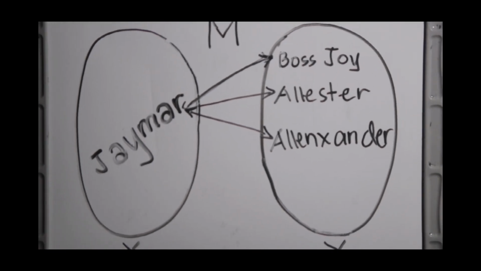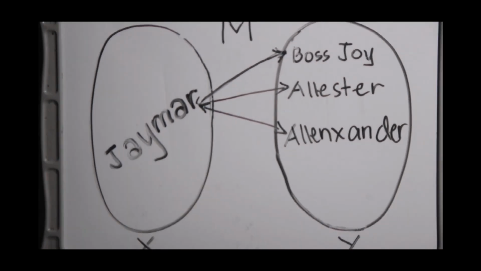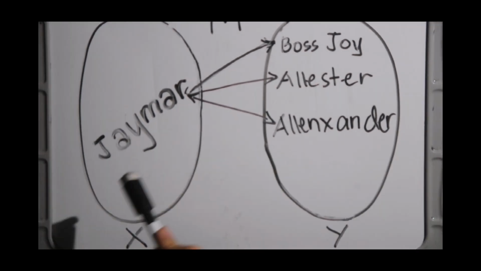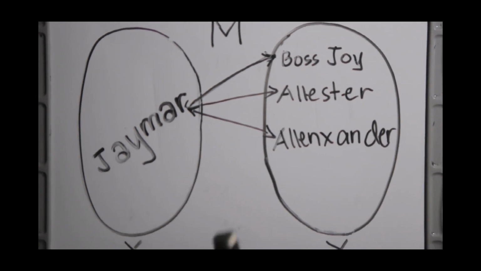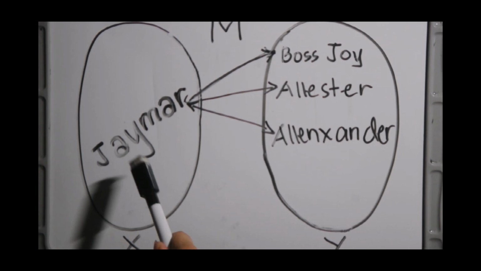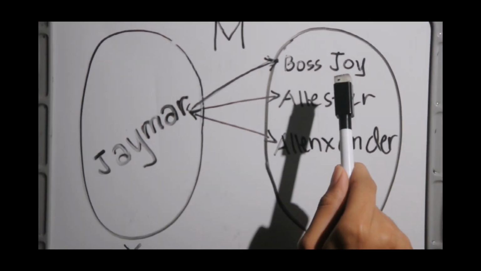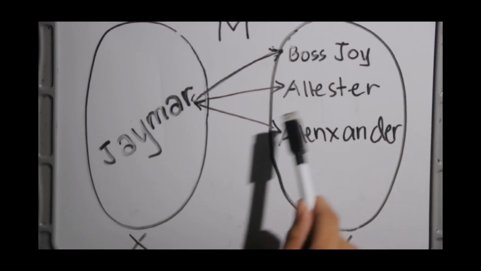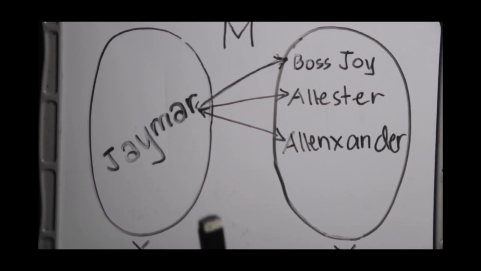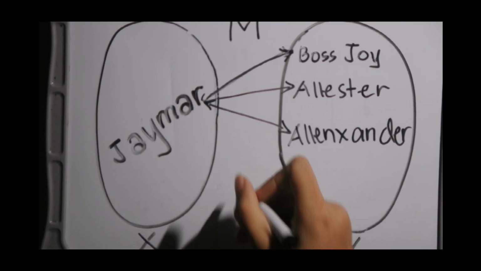Example number 1. First condition: all elements of your domain must be used. So we have only one element in our domain, and it is assigned to the elements of the codomain. So we have no problem with the first condition. Second condition: each element of your domain must be assigned uniquely. Now, Jmar is assigned to Boss Joy. Jmar is assigned to Alastair. Jmar is assigned to Alexander. So it means it is violating rule number 2. Therefore, it is not a function.